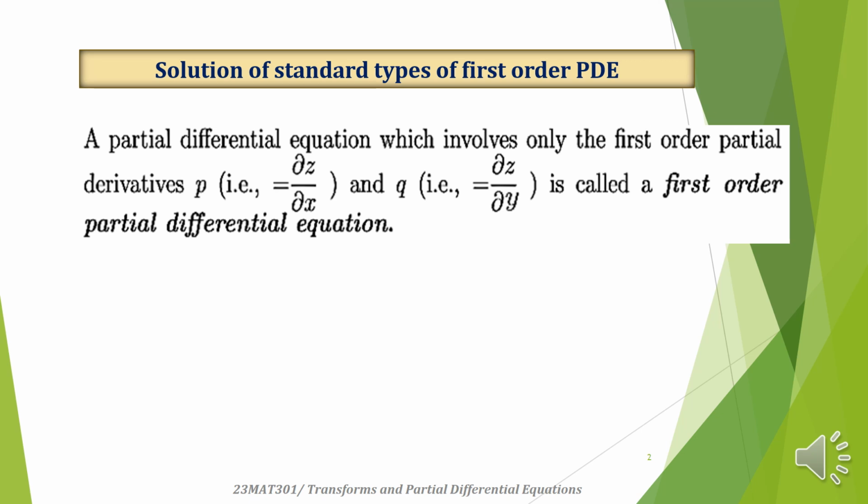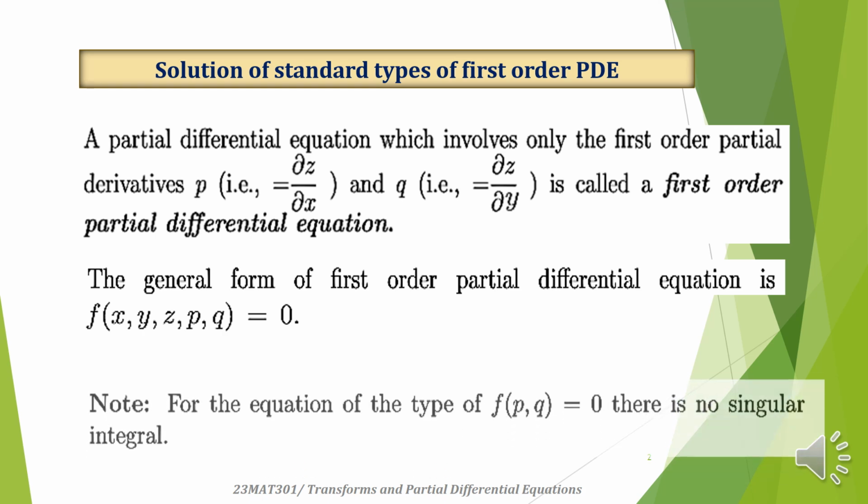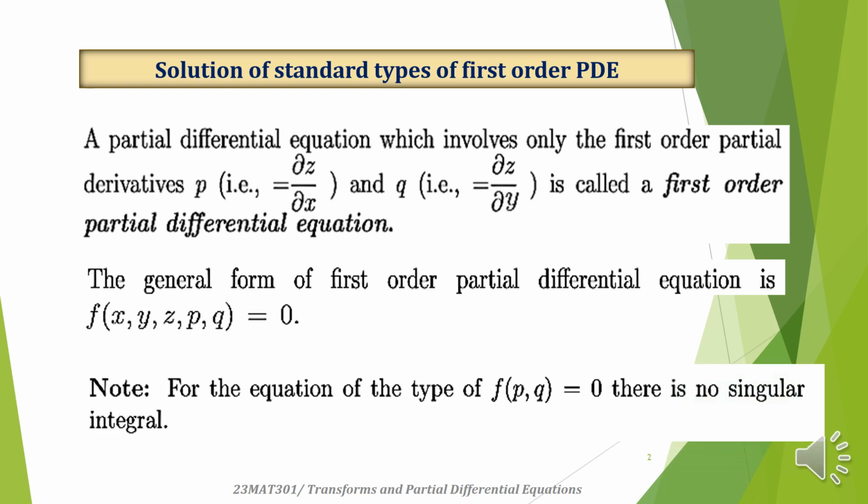Dou z by dou x and dou z by dou y. So these two alone, if there is a particular differential equation that has these two things alone, it will be known as first order partial differential equation. And for this first order partial differential equation, we have a general form f of x comma y comma z comma p comma q is equal to 0. And if the equation is of the type f of p comma q is equal to 0, there will be singular integral. You will see about what is singular integral in the upcoming slide.